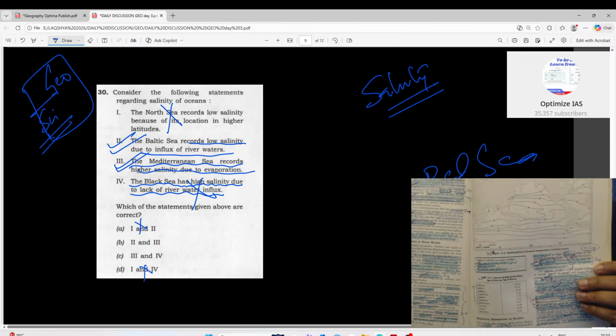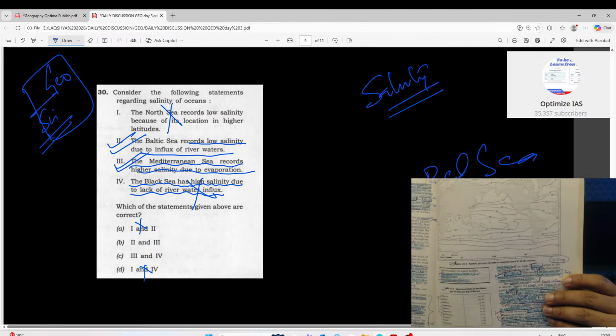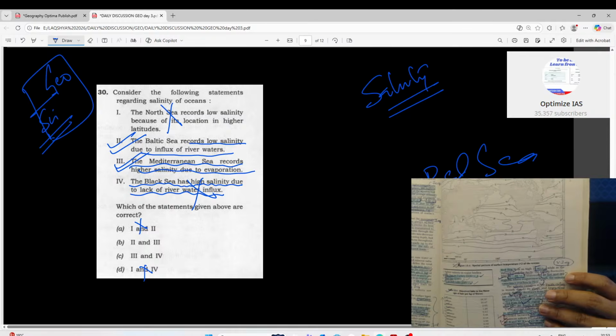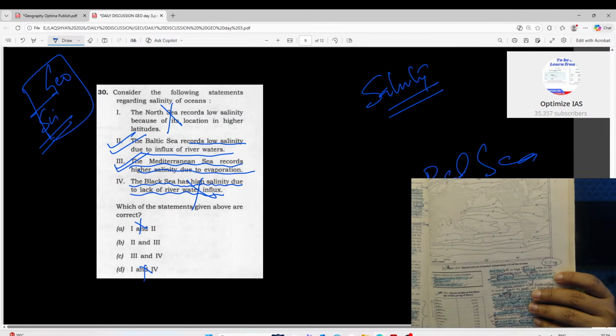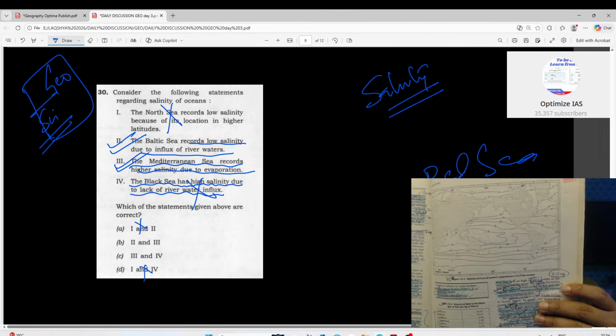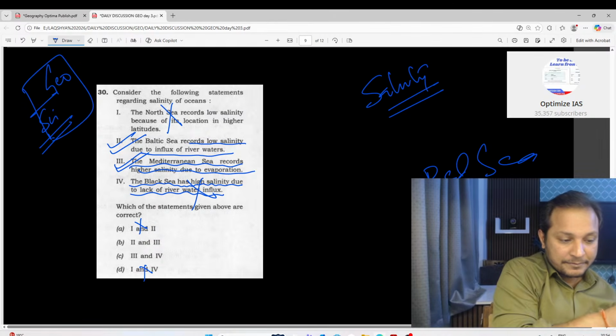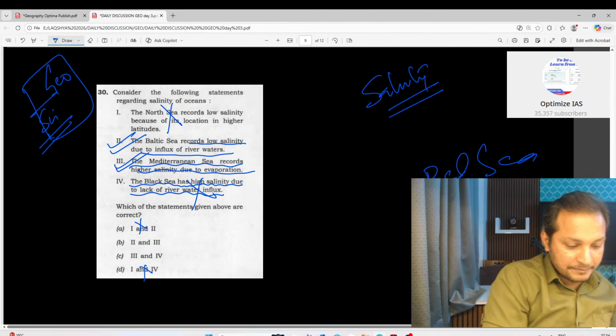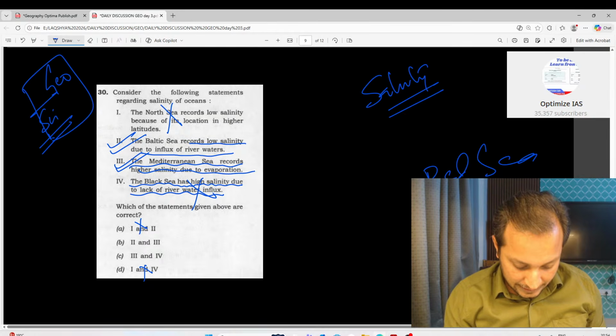See my book, sir. Please see my book, sir. Sir, I have read this book. I have underlined this important stuff. UPSC is asking directly. Geoscientist examination, sir. Red Sea.